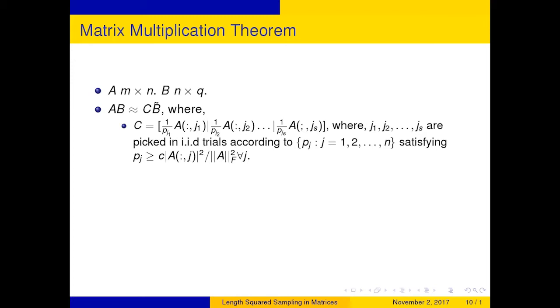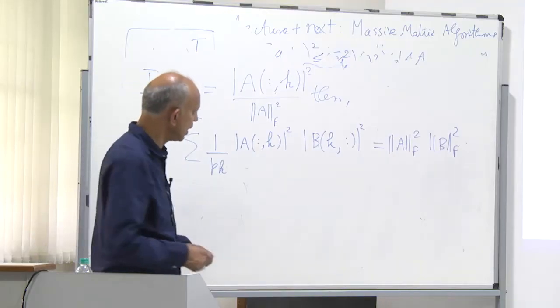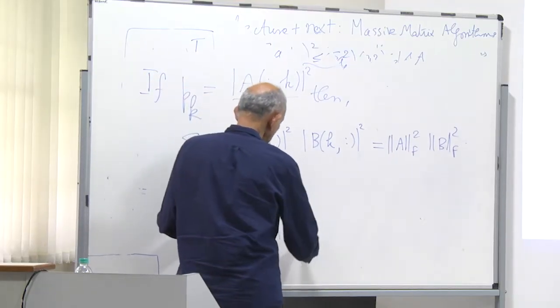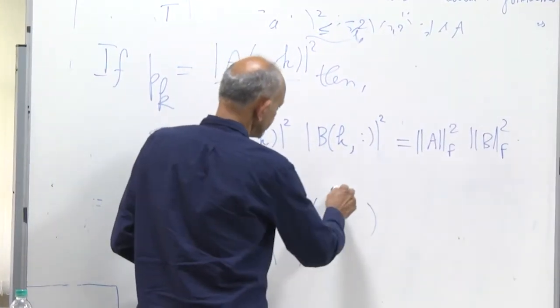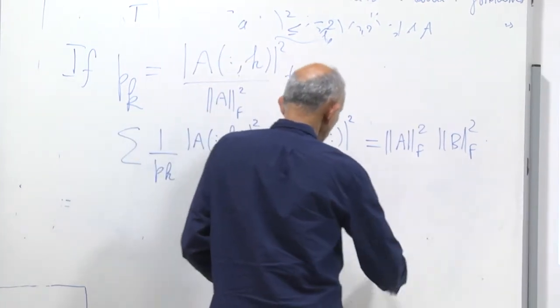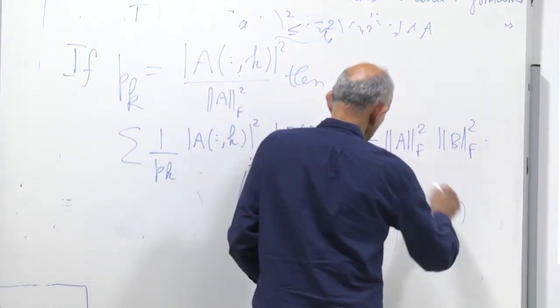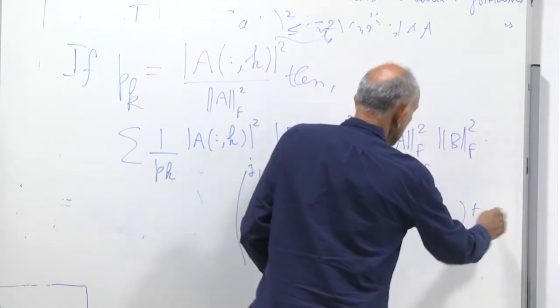Approximately, you're off by a factor c, a little c, and then you pull out those columns and you have to scale them. This is making it unbiased. That's your matrix C. B tilde is the matrix of corresponding rows of B. What did I do here? I picked one sample and I said take an outer product. This is sample 1, j1. And then I wanted to take j2, take the outer product, and so on.